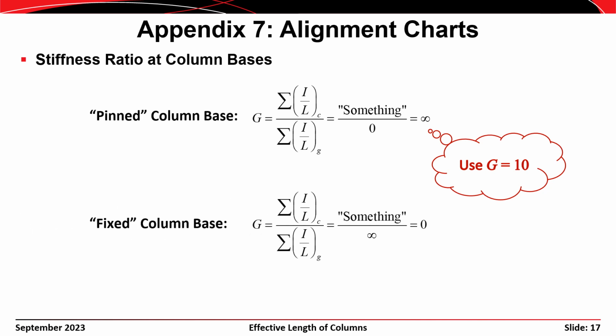In the case of a fixed column base, there would theoretically be an infinite amount of rotational restraint provided at the base of the column, so you would use infinity in the denominator when calculating G, which would theoretically result in G equals 0. However, it's nearly impossible to eliminate all rotation at the base of a column, so we typically use a value of G equals 1 to represent a fixed column base.